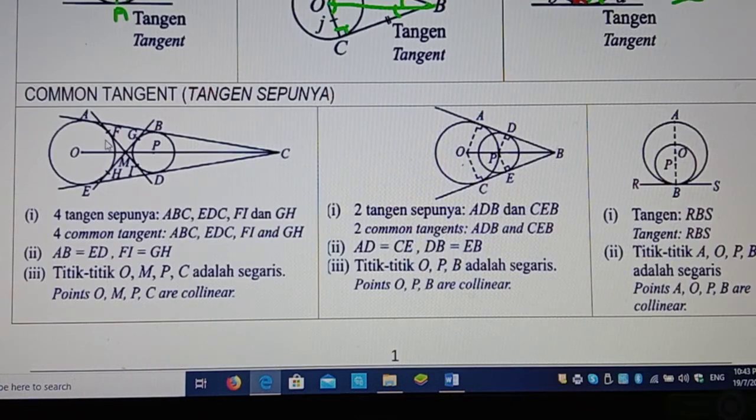Okay, common tangent. A common tangent means we have two circles. When we draw a tangent, they share the same tangent. Let's say we draw tangents at points A and B. The tangent will pass through one point on each of the circles. So we have tangent ABC, and then another one at the bottom here, EDC. These two tangents we call common tangents because they are shared by the two circles.